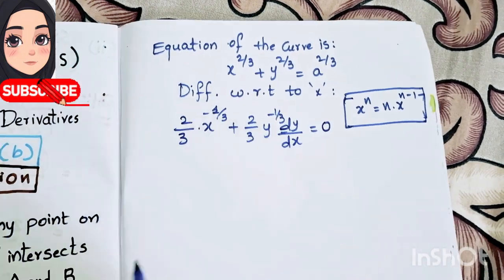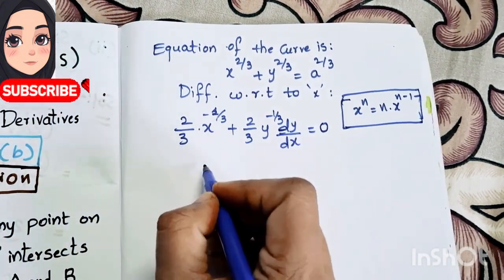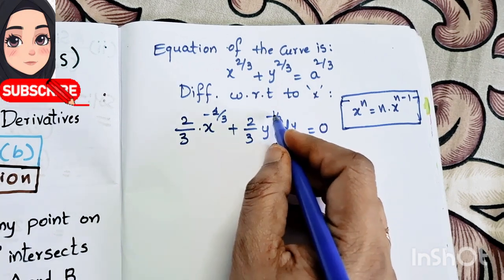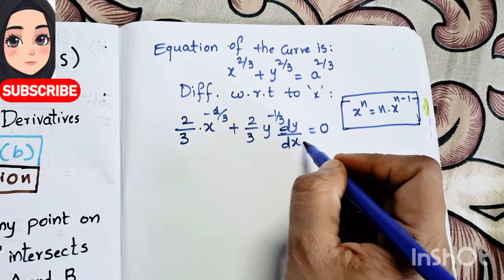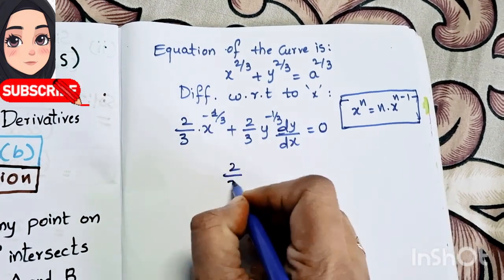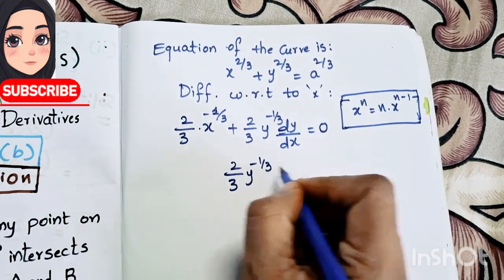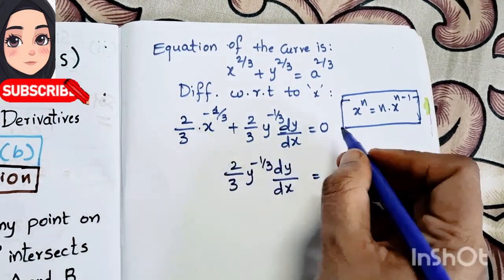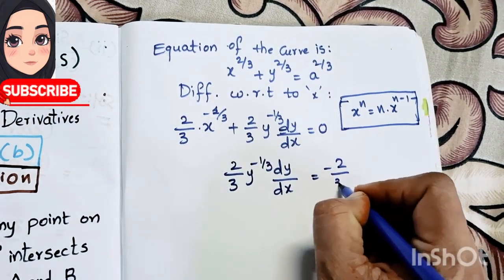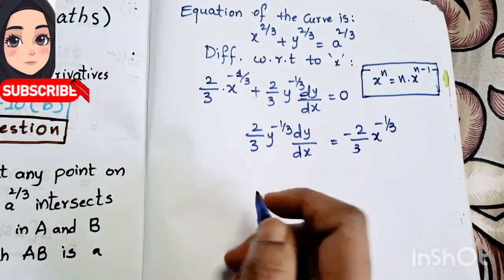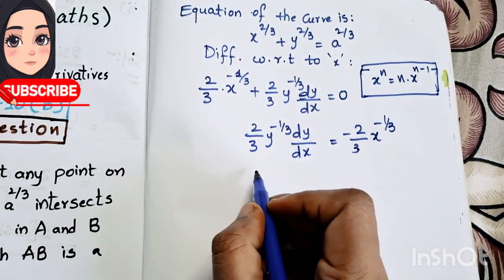Now simplify this equation: (2/3) x^(-1/3) + (2/3) y^(-1/3) dy/dx = 0. This term goes to the other side, it becomes minus. So this is dy/dx, and I am writing the x term to this side: minus (2/3) x^(-1/3). Please watch the complete video, in easy steps I am going to solve this problem.